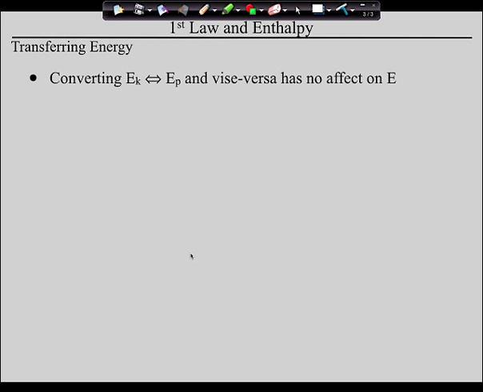We understand this. You don't need to write it down. Converting kinetic to potential energy and vice versa has no effect on energy. Energy is affected by work and heat. So here we go. Change in energy then is a function of work and heat.